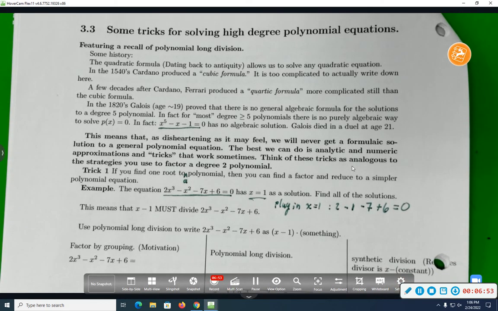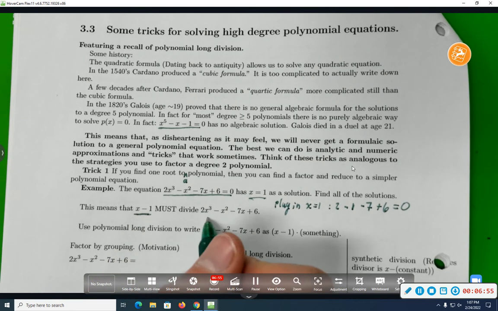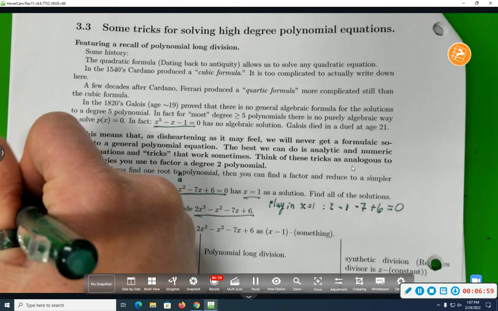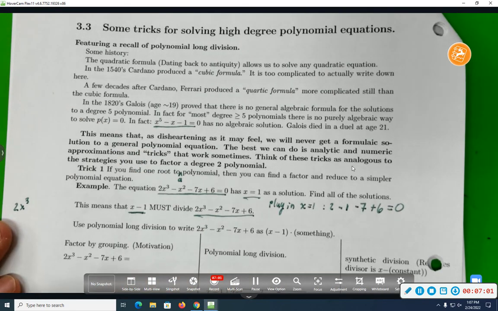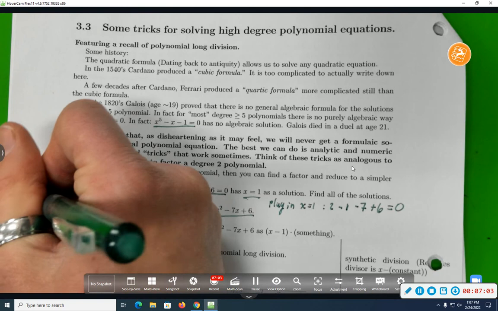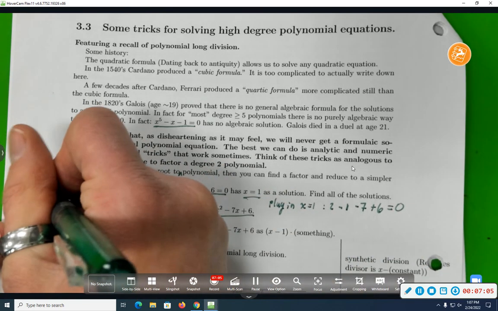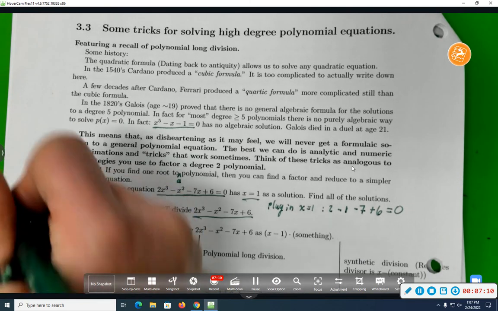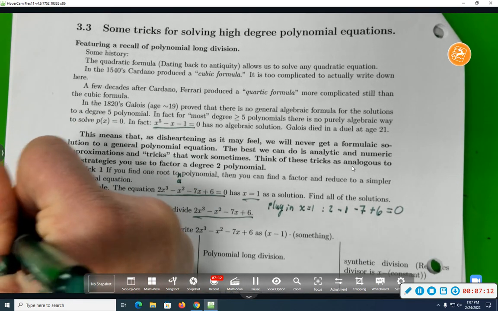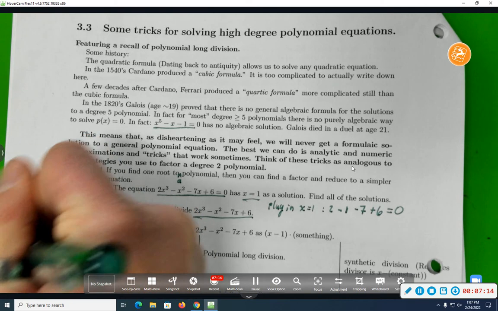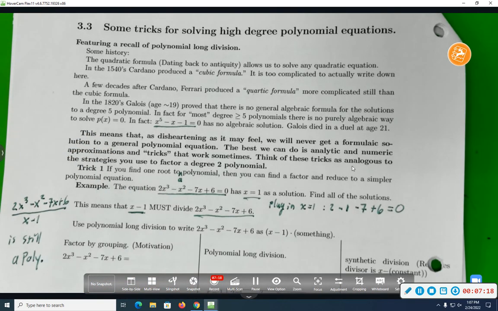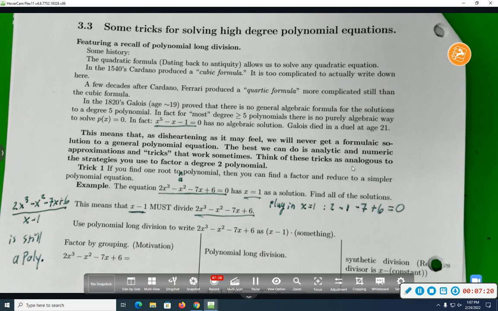Here's the payoff. That means x minus 1 must divide evenly into this polynomial. So that means 2x cubed minus x squared minus 7x plus 6 divided by x minus 1 is still a polynomial. We just have to find that polynomial, I guess. So how do you do that?